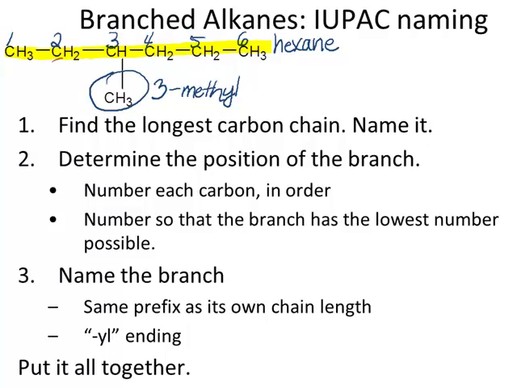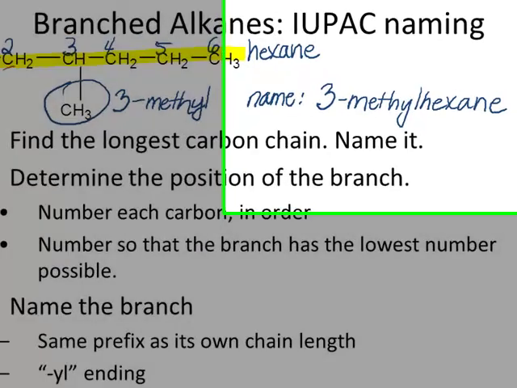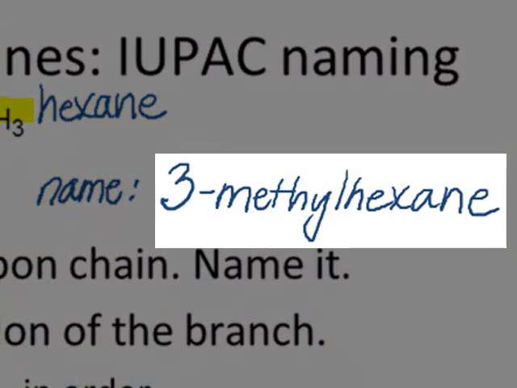When I do this, I write the backbone last. I write any branches that are present first. In this case, I have just one branch to write down. So here's what my name will actually look like. 3-methyl, and these can all be lowercase, and it's all one word with hexane. So I would call this molecule 3-methylhexane with a dash between the 3 and the M.